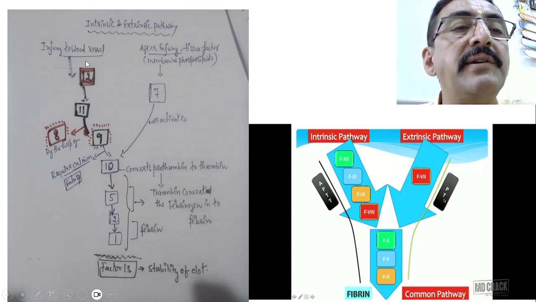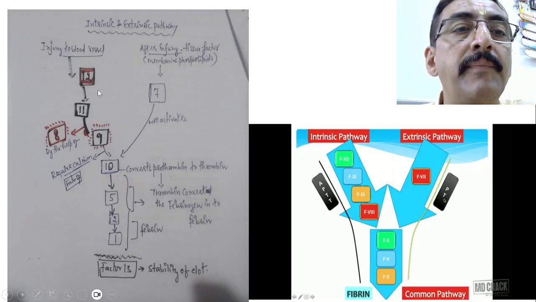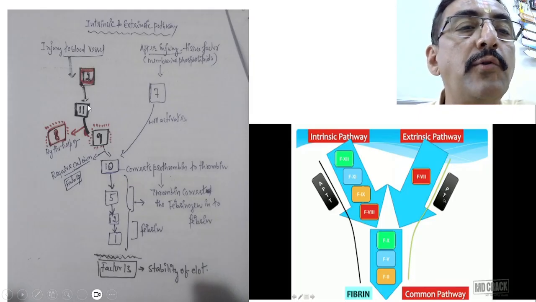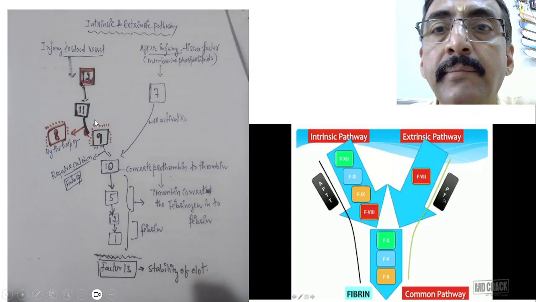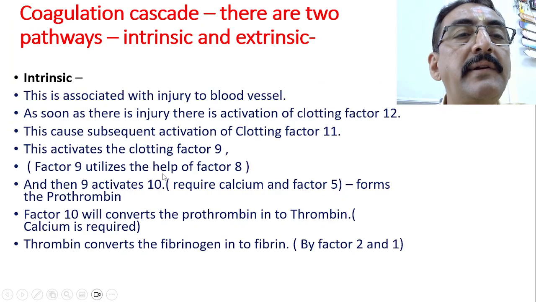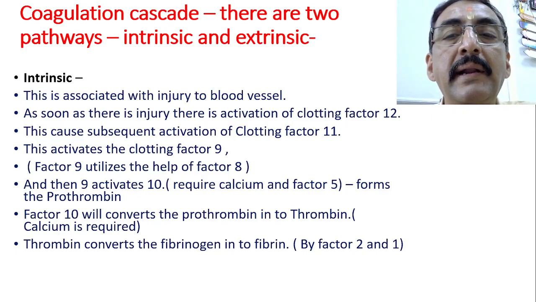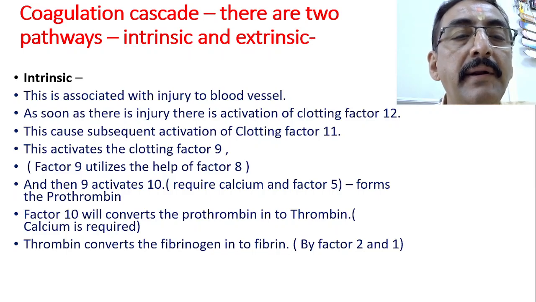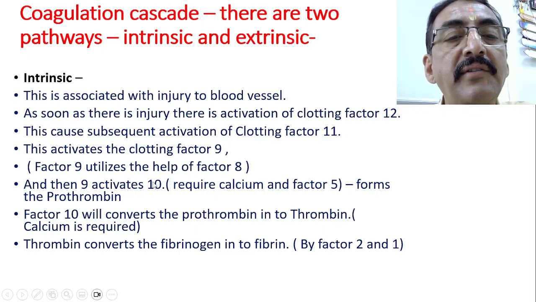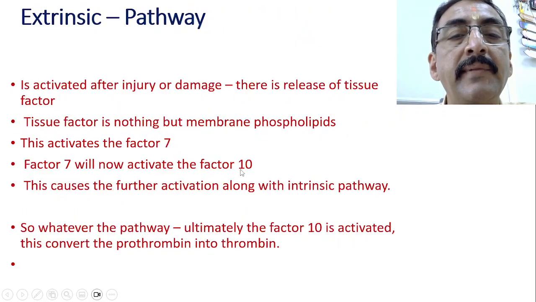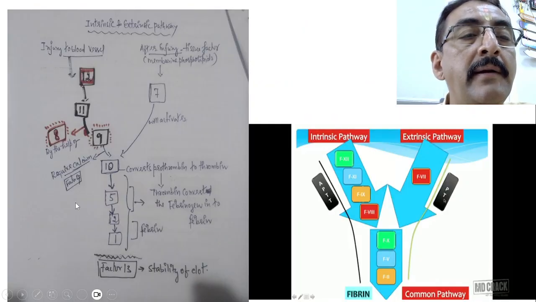We are talking about the intrinsic pathway. First there is activation of factor number 12, and after this, the activated factor 12 activates another factor, factor number 11. Now what happens after 11? After activation of factor number 11, this will now activate factor number 9. So factor number 9 is also activated. Now factor number 9 utilizes the help of factor number 8.